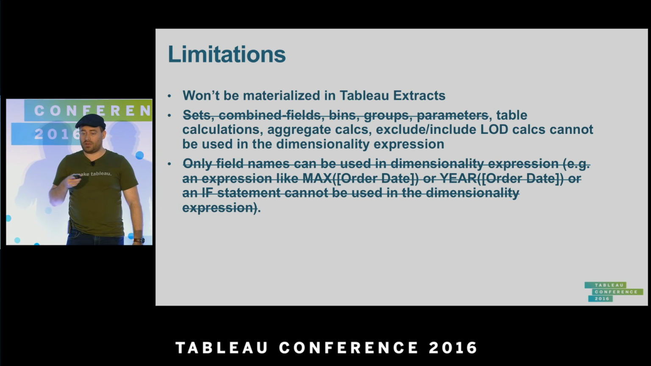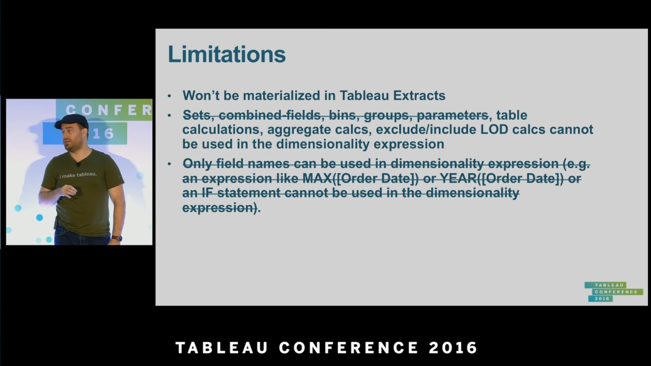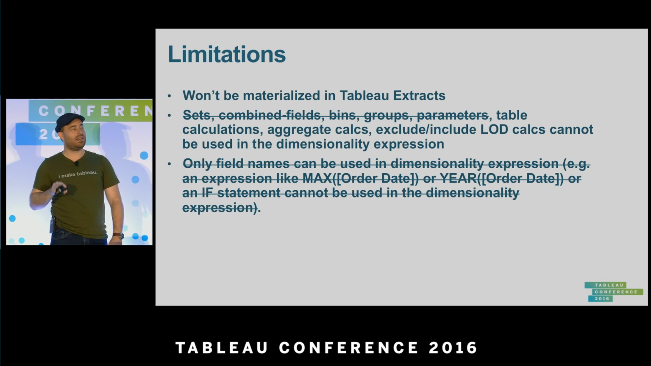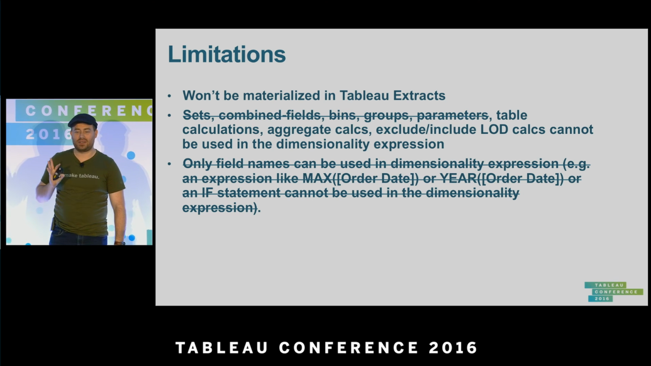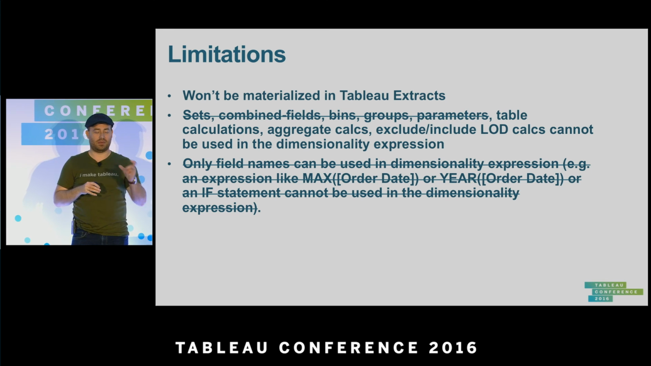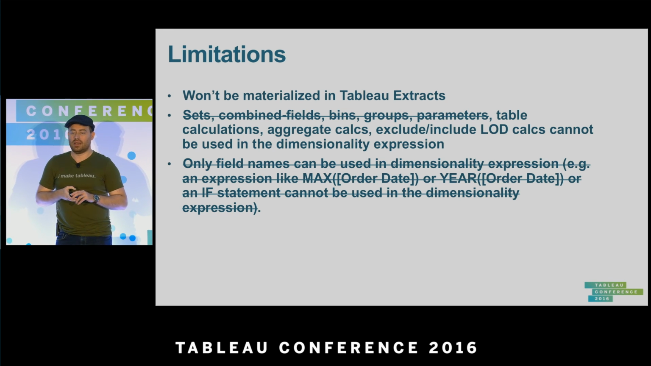So I crossed a bunch of things here, and the reason for that is last year I gave the same talk, and these were not supported. To show you that we're making progress, to make things better every release, I just tried to cross them out. Now you can use sets, combined fields, bins, groups, parameters as arguments to LOD expressions as dimensionality, which you couldn't do before. You still can't use measures or table calcs in there.